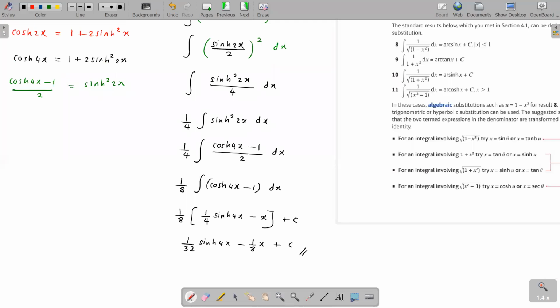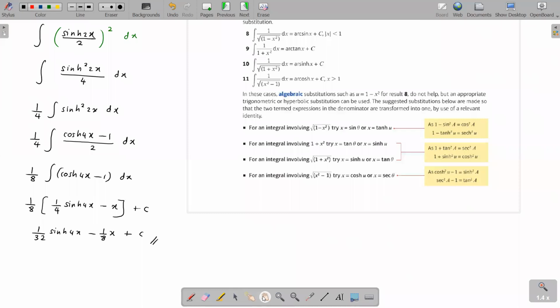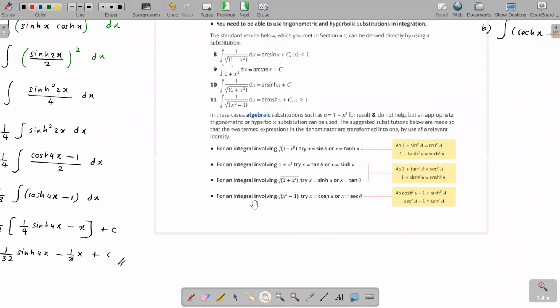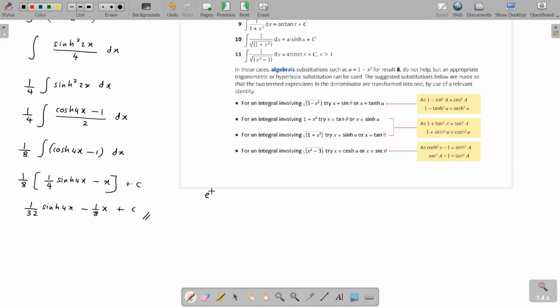Okay, so this is the answer. Let's move on to the next one. Next, let's move on to part E, integration of cos to the power 5x dx. So how do we do this?